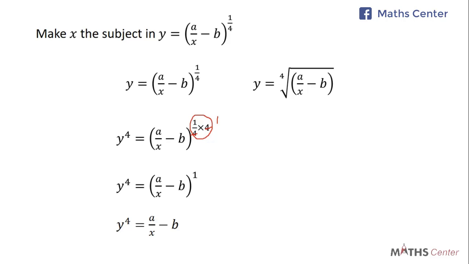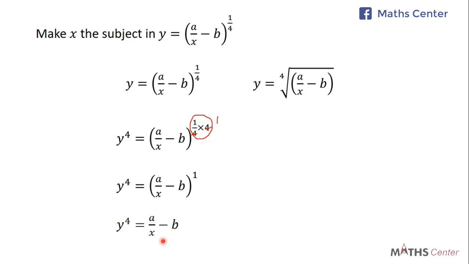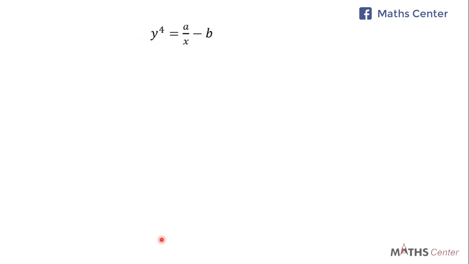Now let's go ahead and make x the subject. We want to make x the subject, but we have a fraction here. What do we do when we have fractions? The first thing you need to do is to identify the fraction, which in this case is a over x. Find the denominators and the LCM of the denominators. The only denominator we have here is x. So after you've done that, you identify the terms and you multiply each term by the LCM. The terms here are y exponent 4, then a over x, and b. So you multiply each term by the LCM.